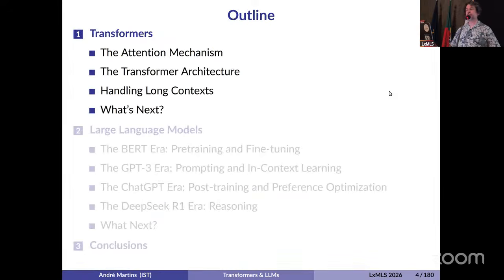But yeah, so this is going to be the roadmap for today. I'm going to pick up on Noah Smith's lecture yesterday and introduce the attention mechanism. From there, the transformer architecture. Then I'll mention some of the current challenges with transformers, like how to handle long contexts, and a little bit of a discussion about what next. And this will be for the first part. Then we are going to have a break, and then I'm going to talk about LLMs in the second part.